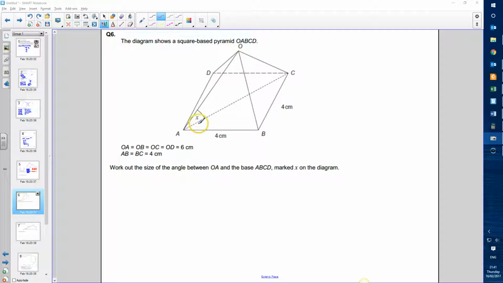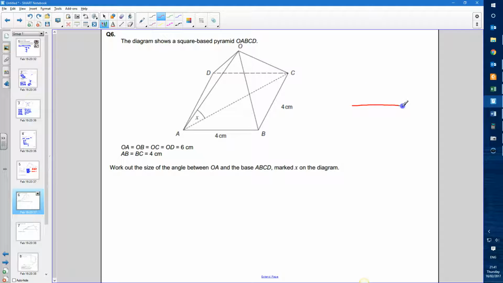So in order to do this, I need to work out first of all what this length AC is. If I start by drawing this triangle ABC, I know it's a square-based pyramid, so this is A, this is B, and this is C, and this angle here is going to be a right angle. I also know that this length here is 4, and this length here is 4. Now, using Pythagoras, this length is going to be the square root of 4 squared plus 4 squared.